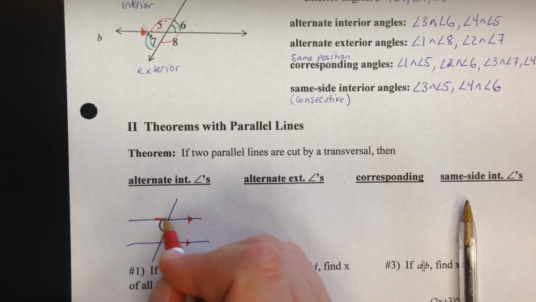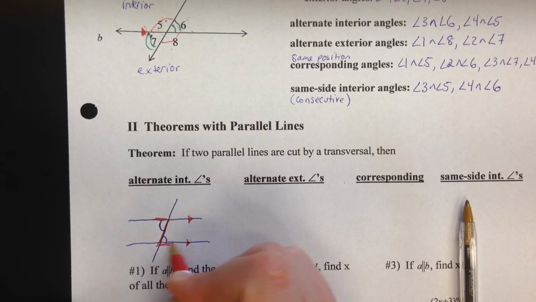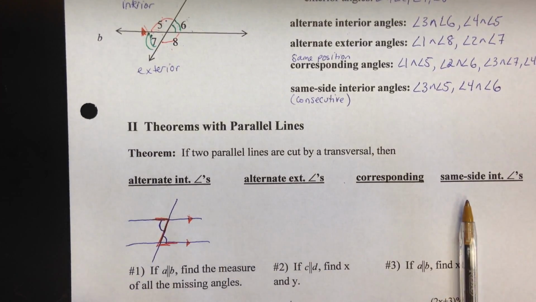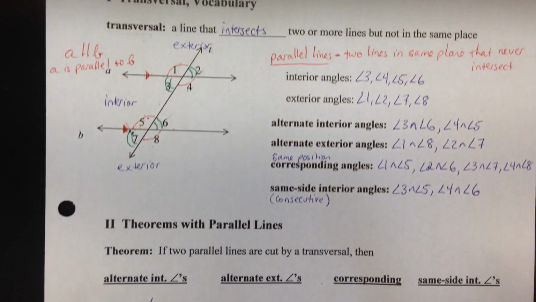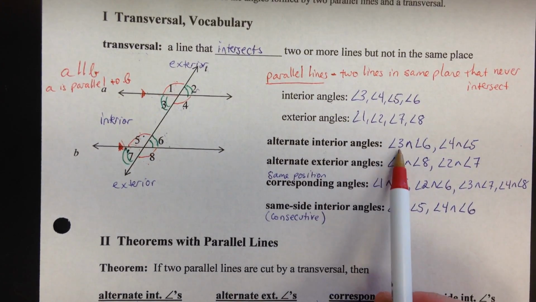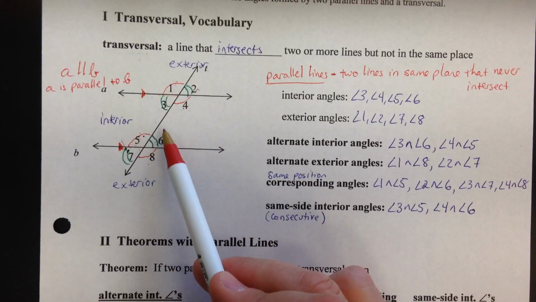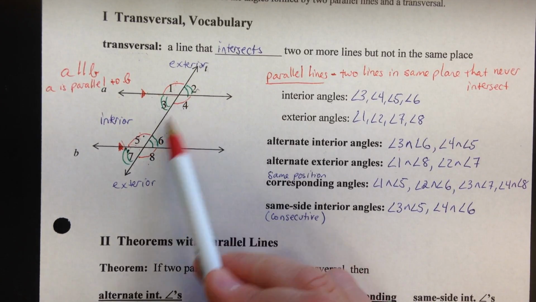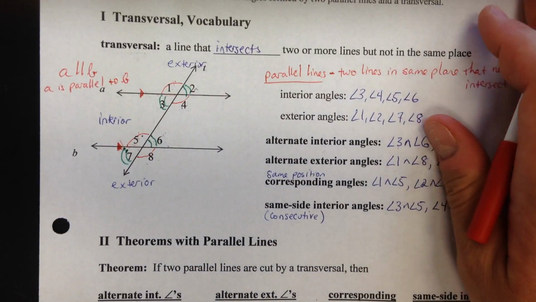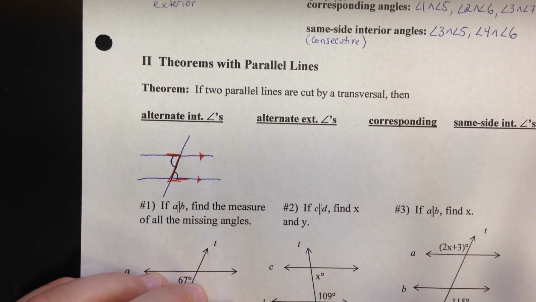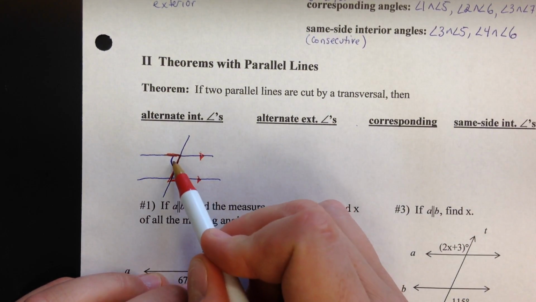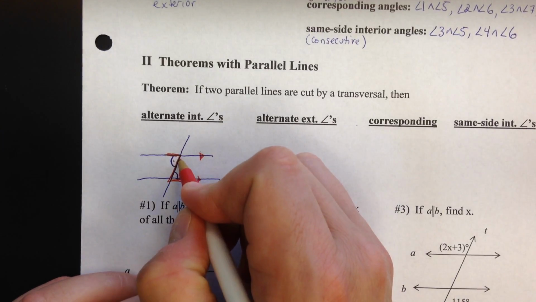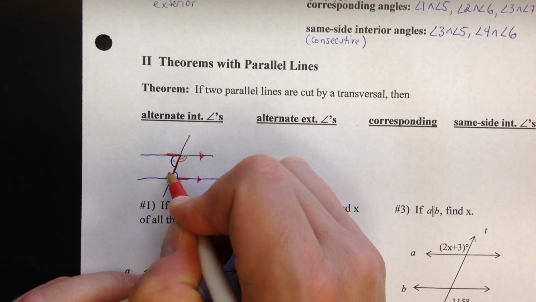And one thing you might notice, if I trace that out, it kind of looks like a Z shape. Okay, coming back up to the original picture here, alternate interior would be like angle 3 and angle 6. Notice that we labeled those congruent, and then angle 4 and angle 5. So what happens is we'll have two pairs of congruent angles. We've got these two will be congruent, and then these two will be congruent.